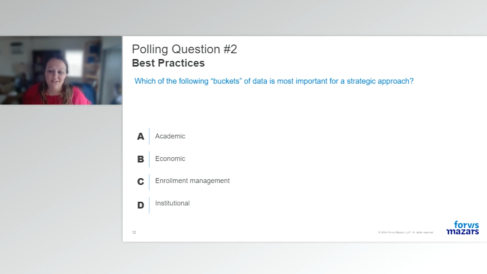Okay, so interesting, but not particularly surprising results here. We have about 18% of our attendees saying that academic data is most important for a strategic approach. A similar amount saying enrollment management, a fair amount, unsurprisingly given our typical audience, focusing on economics or finance, and then the other quarter or so focusing on institutional data. So part of the reason why this might have been difficult to answer, there's really two reasons. One, you might not have a strong operational definition of what each one of these things are.